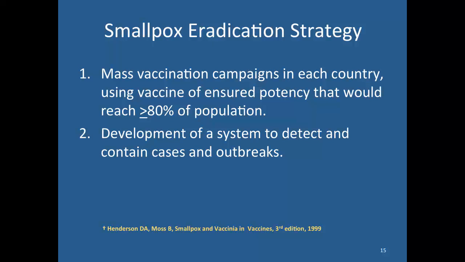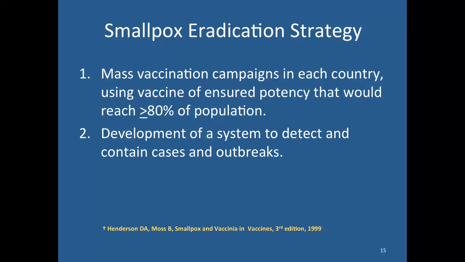The eradication strategy that they were using was developed by a person by the name of D.A. Henderson and Bernie Moss. These two gentlemen were very, very important in the design of it. When you think about how the program actually worked, by today's standards you would think, oh, well, that makes sense. It's logical to do that. But this was never done before, so it had to be completely thought out. The way they did it is they did mass vaccination campaigns in each country, vaccinating about 80% of the population. If they could get higher than 80%, they would have liked that.